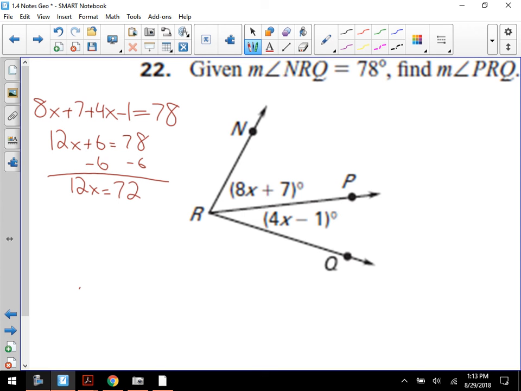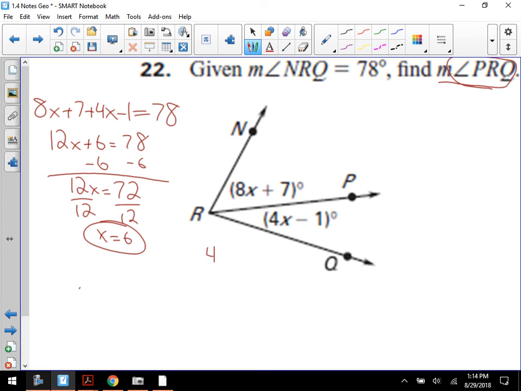And last but not least, divide by 12 to get 6. Good. And I don't know, typical geometry problem, not just solve for x and do something with it. Which one do we put it back in for? Good. For the 4x minus 4, because it's asking you to find PRQ.